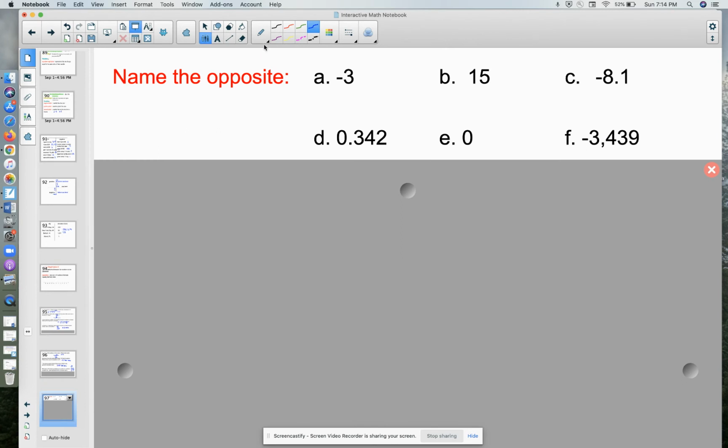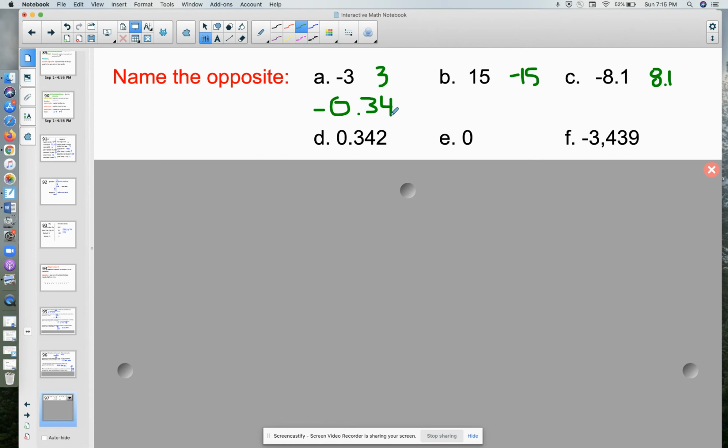Now name the opposites. What's the opposite of -3? 3. What's the opposite of 15? -15. What's the opposite of -8.1? 8.1. What's the opposite of 0.342? Negative 0.342.